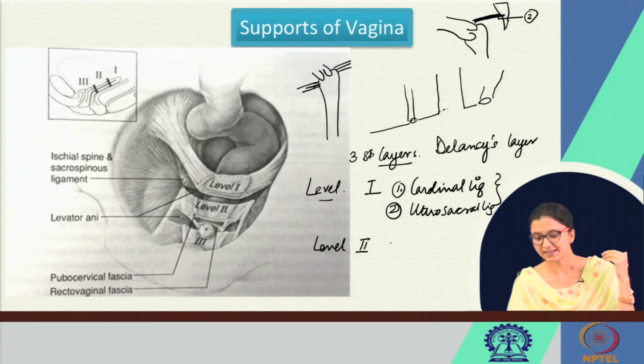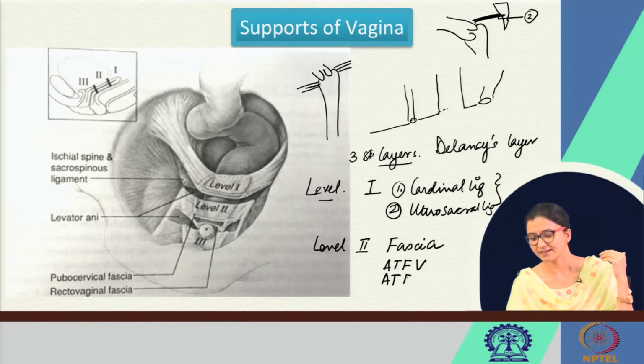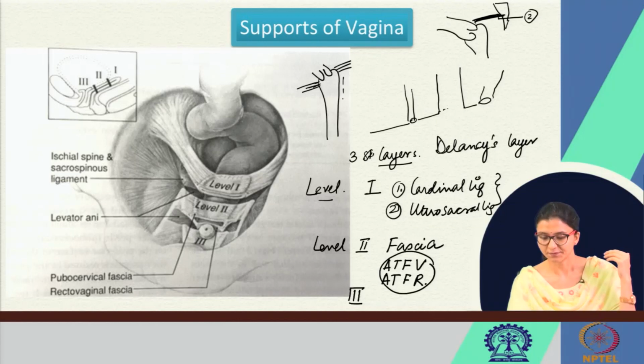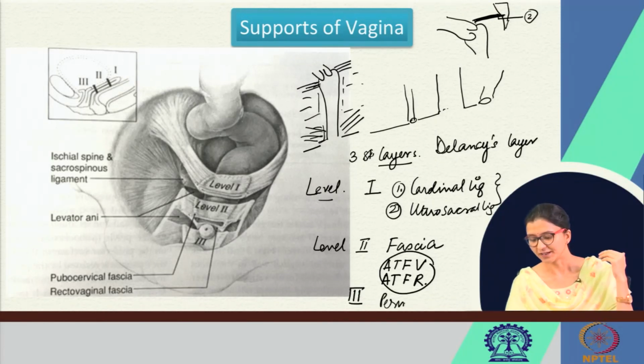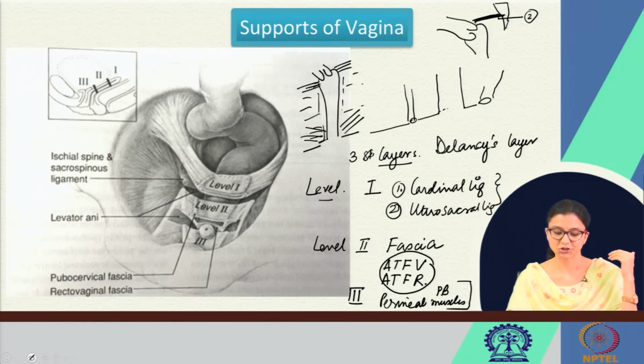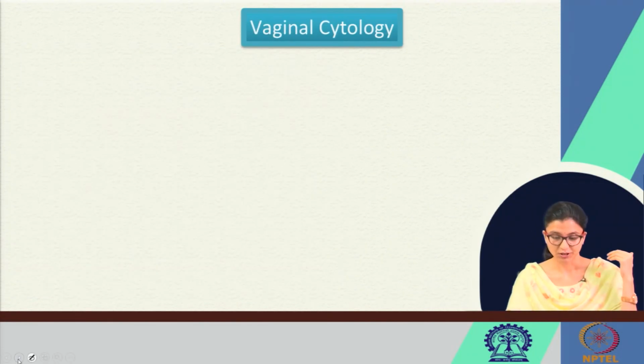These two ligaments form the level 1 support. Level 2 is tendinous support or fascia. There are two fascia, arcus tendineus fascia vaginalis and arcus tendineus fascia rectalis. They form the level 2 support, that means in between. Here there are fascia. And lastly, the lower 1/3 or level 3 support are the perineal muscles, the muscles of the perineal body and the muscles of the superficial and deep perineal pouch.